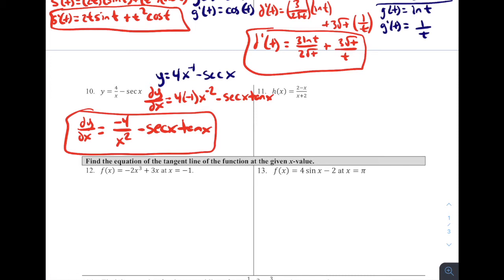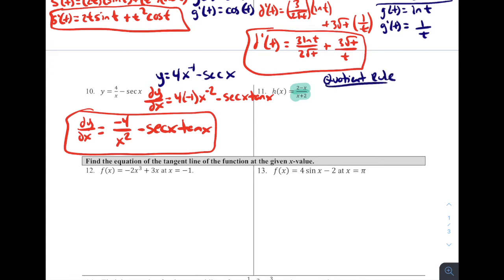Nice. Number 11. Hey, this looks like a quotient rule problem. I know that it's a quotient rule problem because we're dividing two functions. It's not like there's just a coefficient; there are variables in the numerator and the denominator, so I have to do my quotient rule for this problem.